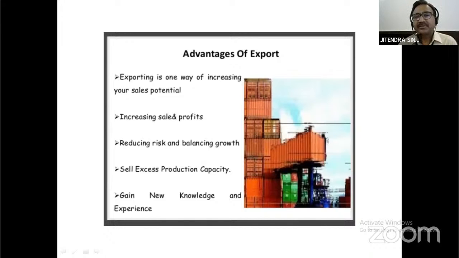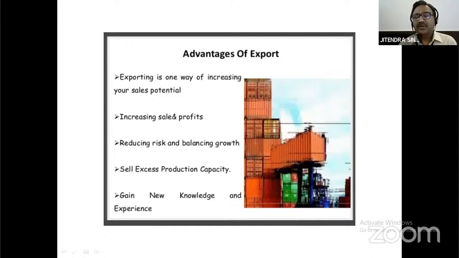Sometimes, sell excess production capacity. Normally, we are motivated for export just to sell out the excess production capacity that we produced. Because what we produce is not always consumed in the domestic economy, the domestic market. Sometimes demand is less than supply. Supply is more. So in that case, the additional supply can be consumed in the international market.